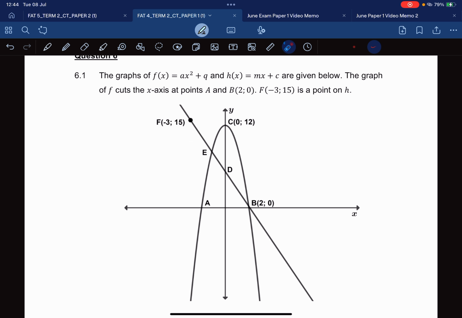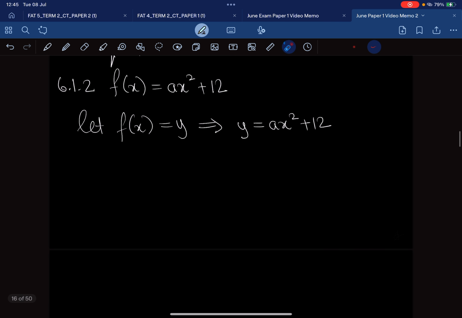But I do have a couple of points. So I've got C, that's a point on the parabola, and I've got point B as well. That point of intersection of the two lines, that's (2, 0). That point lies on both the parabola and the straight line. I'll use B, (2, 0).